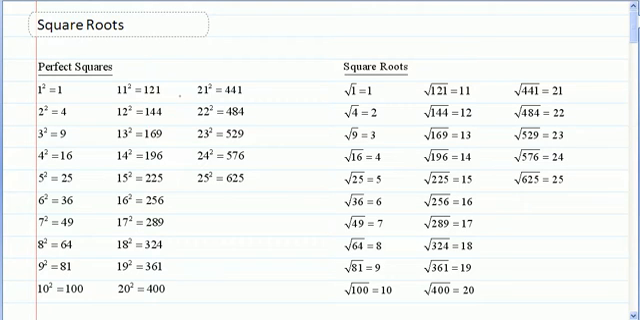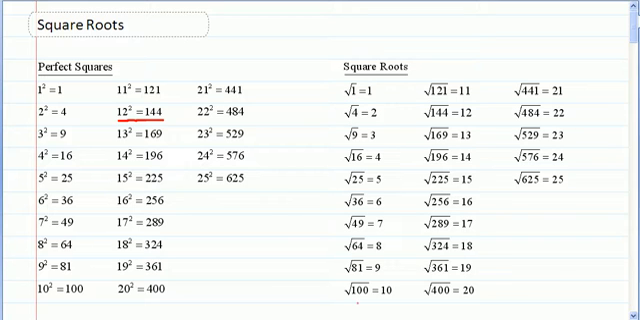In this lesson, you will learn how to evaluate square roots. On the left side of the screen, I have the first 25 perfect squares. Most students have memorized up to 12 squared, but it will really help you if you memorize at least up to 25 squared. So when you're asked to evaluate a square root, you're looking for two numbers that multiply to the number underneath the square root symbol.